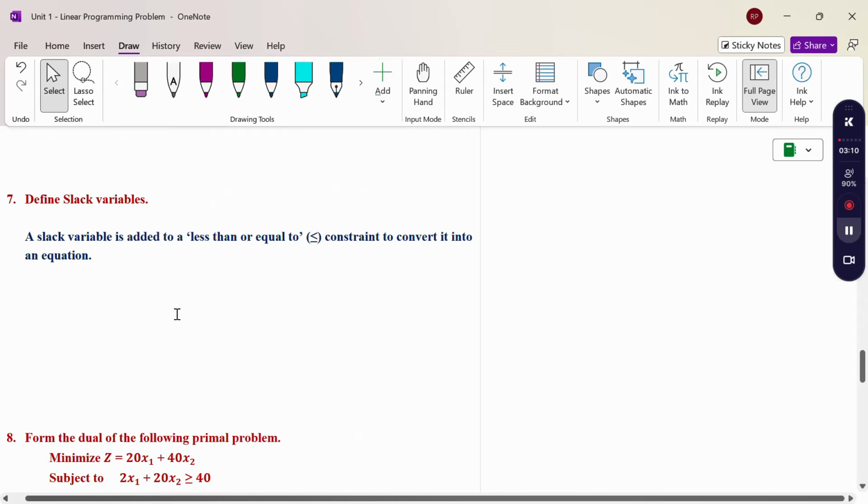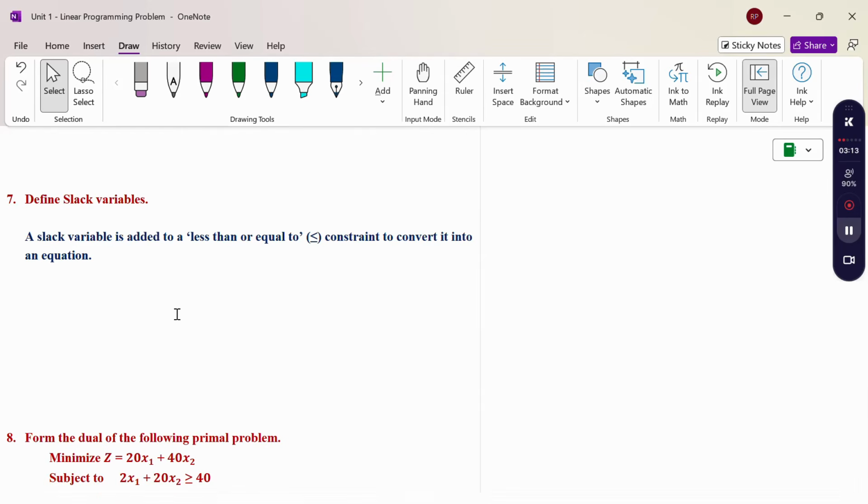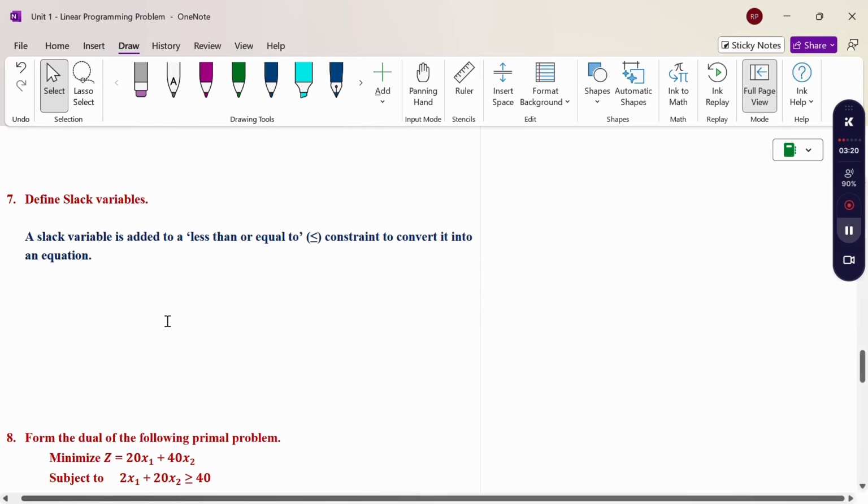Slack variable. A slack variable is added to a less than or equal to constraint to convert it into an equation. So when the constraint is less than or equal to, we add a slack variable.